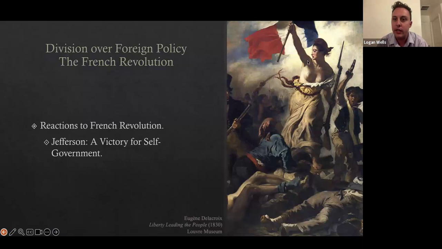You have this depiction here, right? This very triumphal moment, liberty leading the people, right? This woman herself is the embodiment of liberté, leading the people against the tyranny of monarchy, right? This is kind of what Jefferson's vision of all this was.